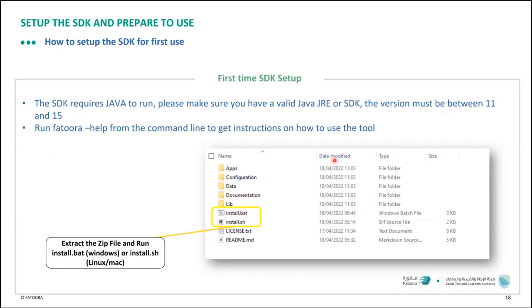Here are a few heads up on the steps to use the SDK. Once you download the SDK, you unzip it and you're going to find 2 install files. Depending on the environment, if you're using Windows, you run install.bat, or if you're using Linux or Mac, you use install.sh. Of course, to run the SDK, you need at least a Java version between 11 and 15. To ensure that you have successfully installed, you can run the command faatura-help. That will give you a preview of all the commands that can be used by this tool.